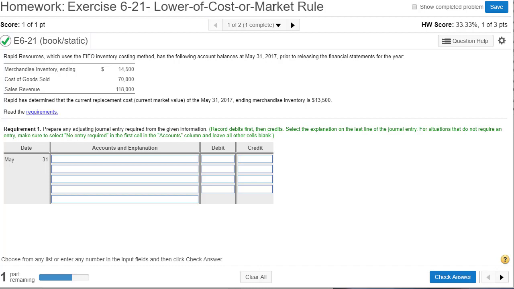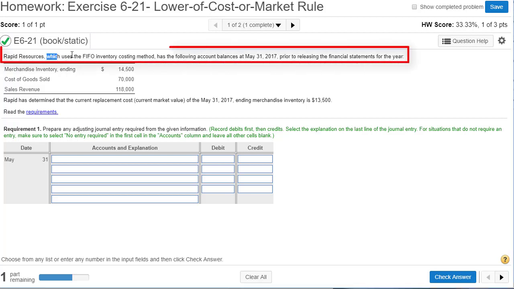Now, this example, the goldfish walker, while true, is kind of extreme, but lots of inventory will lose value over time if you don't sell it, such as computers. Computer technology advances, and if you got a year-old computer that you've not sold, it's probably worth less. So let's get to exercise 6-21.